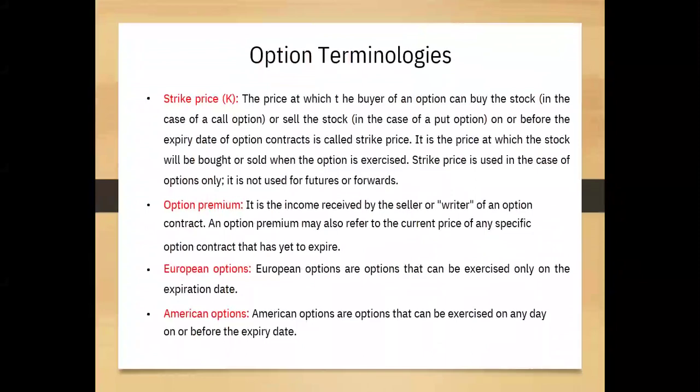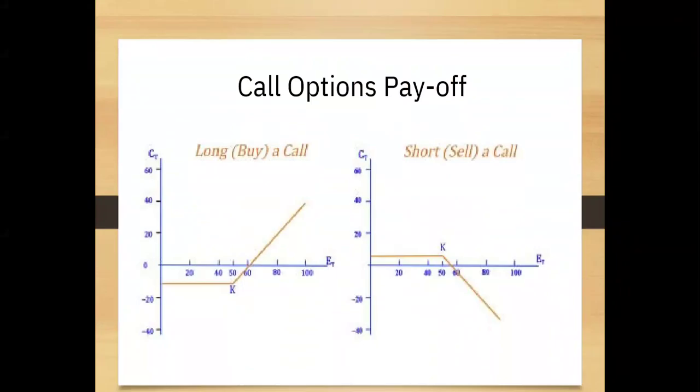Then, option terminologies. The price at which the buyer of an option can buy or sell the stock on or before expiration of that contract is called the strike price. Option premium is the income received by the seller or writer of an option contract. It is also referred to as the current price of a specific option contract. European options can be exercised only on the expiration date. American options can be exercised on any day on or before the expiration date.